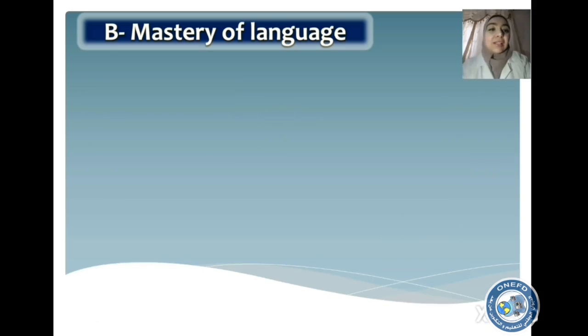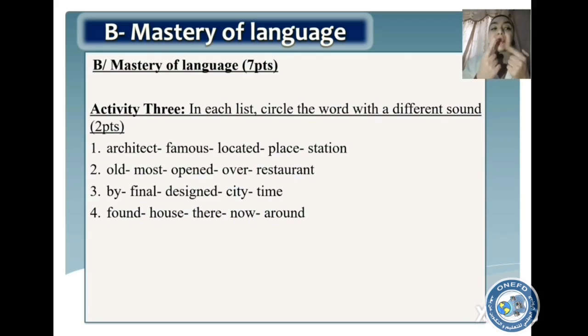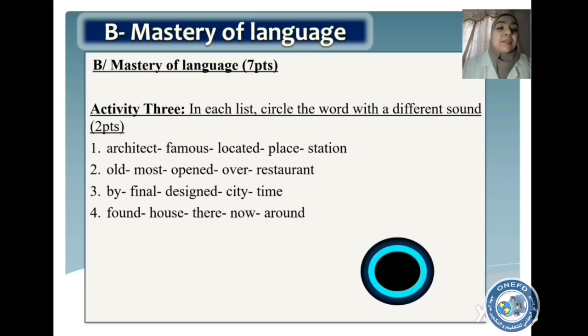And the last task here is a task related to pronunciation. So go back to your pronunciation lessons. In each list, circle the word with a different sound, which doesn't rhyme with the other words. Pay attention to your instructions. I'm sure your teachers taught you almost all the instructions. You have seen most of them. So when the instruction says circle, you circle. When the instruction says cross, you cross. When it says underline, you underline. So pay attention to the instruction. I will give you a few seconds to read it carefully and do it.